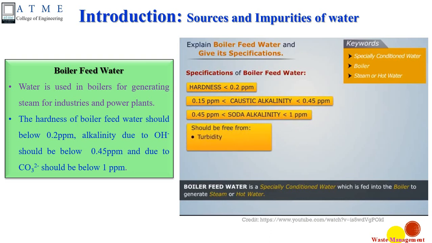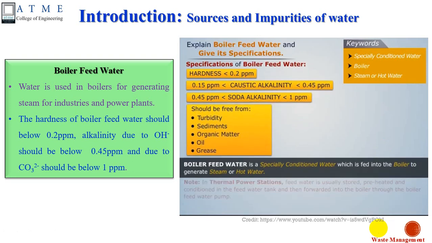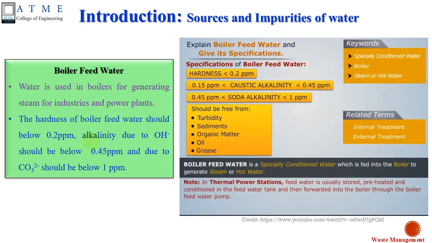It should be free from turbidity and sediments. And it should be free from organic matter, oil and grease to avoid foaming. Hence, boiler feed water should have some characteristics in it. So it should be free from all impurities.